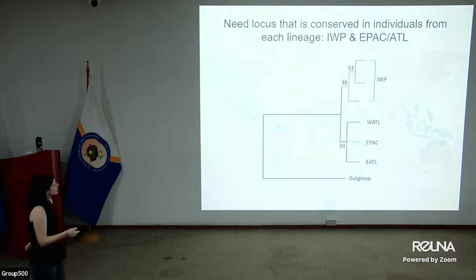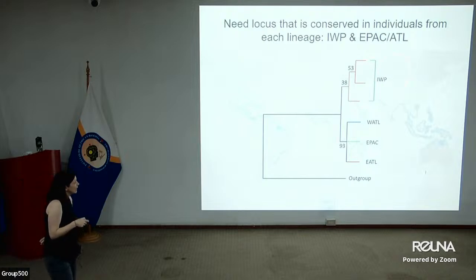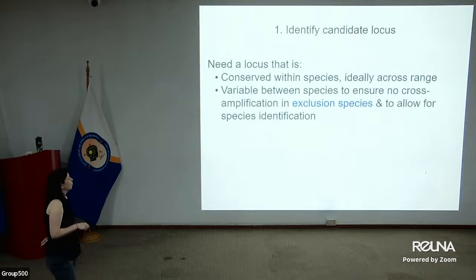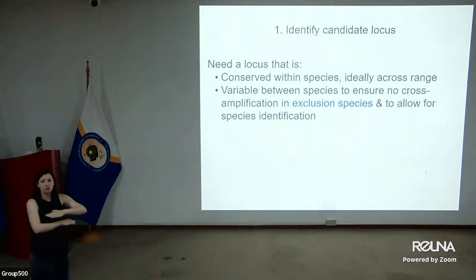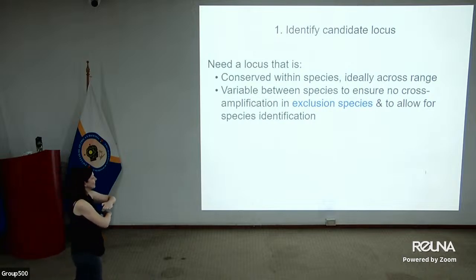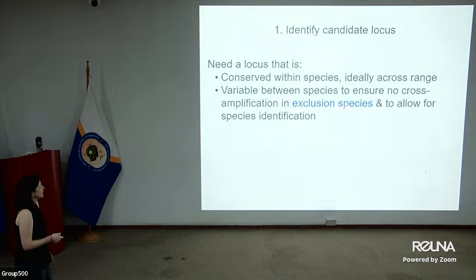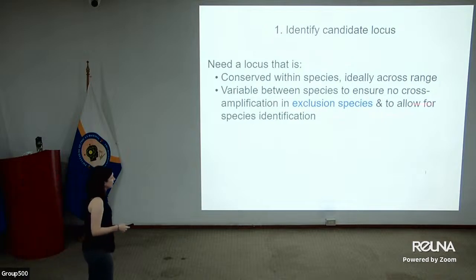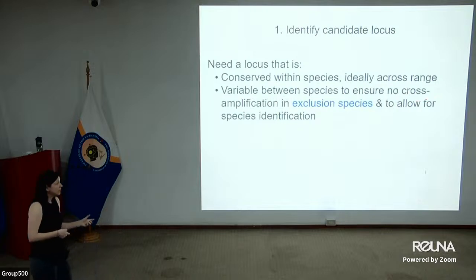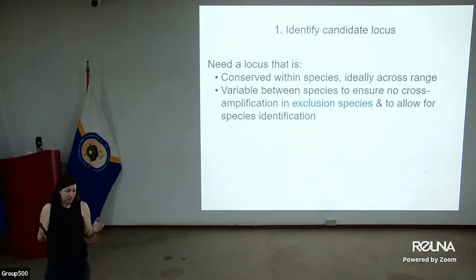In this case, this means we need a locus that's going to work with DNA from animals in the Indo-West Pacific and with animals from the Atlantic and the East Pacific. So it has to be conserved across these populations, and that's why you have to know about population structure. But you want that locus to be variable between species. You want it to differ between species because you don't want to accidentally target things you're not interested in. We call those exclusion species. The other purpose is that if you sequence the gene, you want to actually know it's your species, so it has to be able to differentiate this species from another.